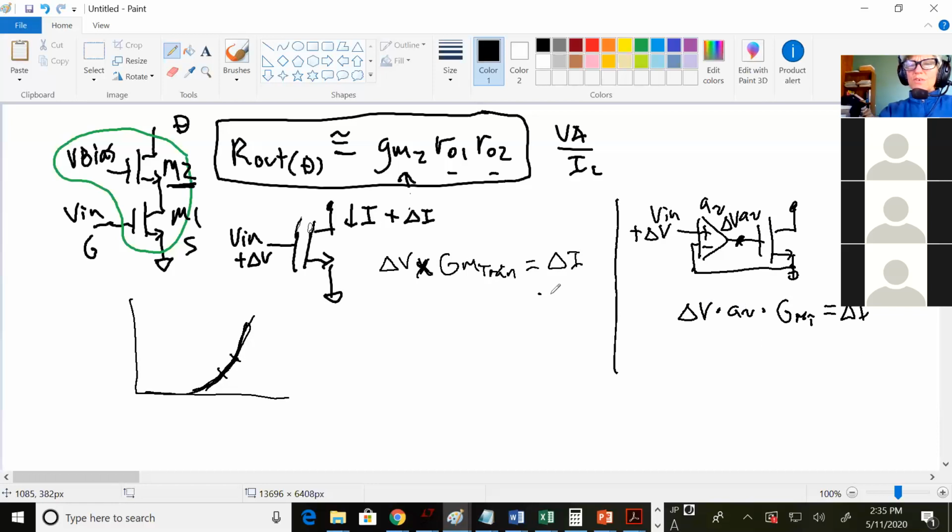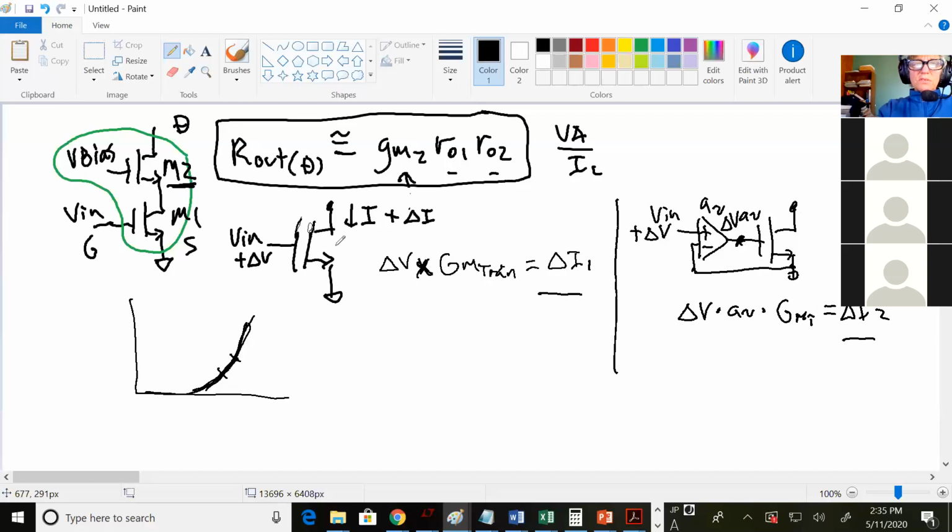How much different are these delta I's? This is circuit one, this is circuit two. How much different are delta I one and delta I two? A factor of the gain. If your gate voltage is moving AV times as much, your current's going to change AV times as much if you're in a linear region.